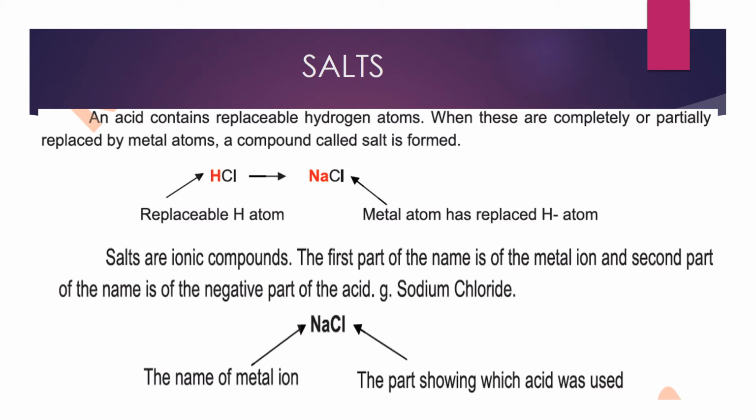Salts are ionic compounds. The first part of the salt is positively charged, that is the metal, and the second part comes from the acid, that is negatively charged. Just like in sodium chloride, sodium is the metallic part containing the positive charge, and chloride is the negatively charged part, and it comes from the acid, named after the acid from which it comes.